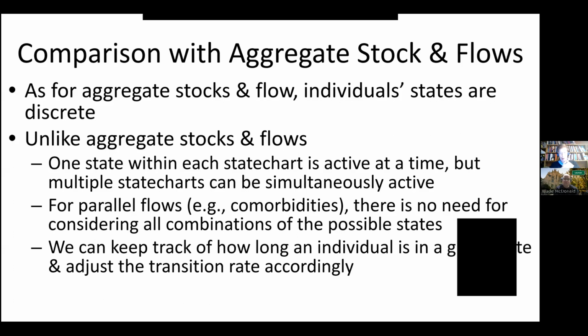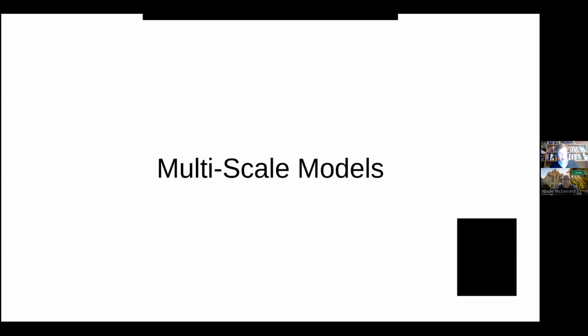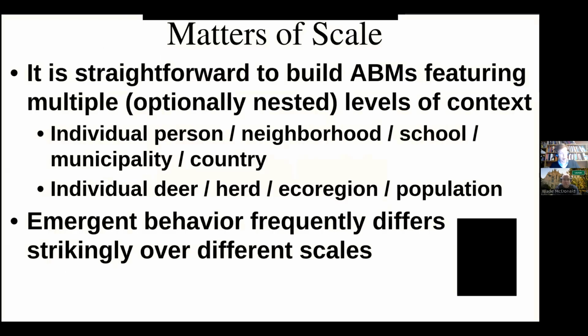So, here individual states are often discrete, not always. We can have continuous and relational states. But unlike aggregate stocks and flows, here we have multiple aspects of state we can readily keep track of, say multiple comorbid conditions or behavioral concerns. We don't have to consider that combinatorial explosion. We can keep track of how long someone is in a certain state, and aspects more broadly of their history.